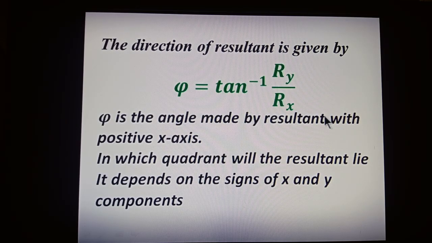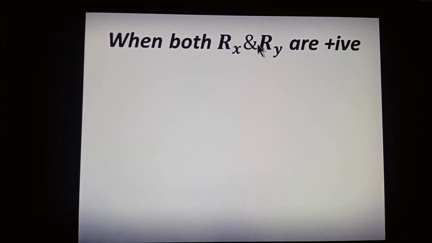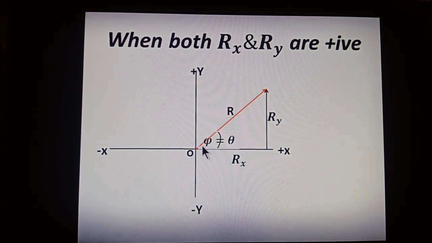Now, phi is the angle made by resultant with positive x-axis. In which quadrant the resultant will lie? It depends on the signs of y and x component of resultant. Students, there are four possibilities. Number one, when both x and y components of resultant are positive, then the resultant will lie in the first quadrant. Here x component is positive, y component is positive. It means that the resultant of all these vectors will lie in the first quadrant, and angle phi will equal to theta that we calculated.